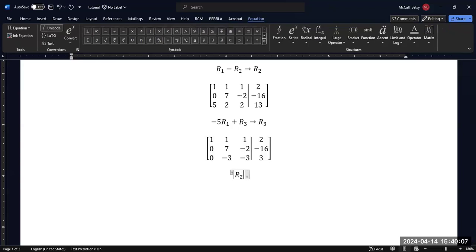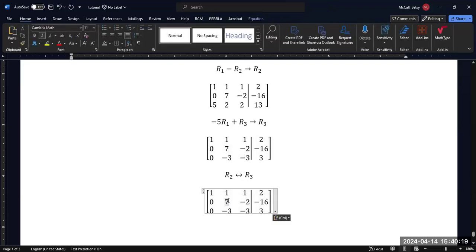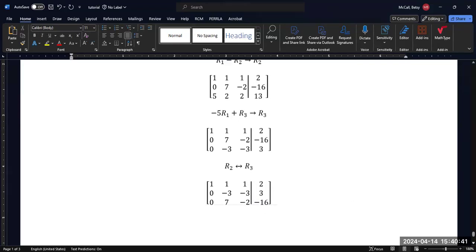So row 2, and I'm going to swap that out with row 3. So this will become -3, -3, 3, and this bottom row will become 7, -2, and -16. Now, again, why is that helpful?